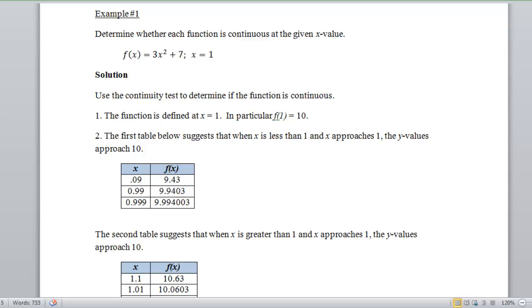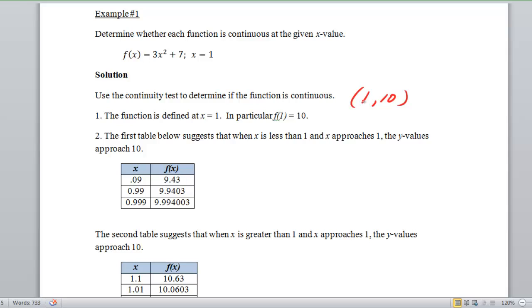Our first test is just to figure out, at 1, do we have an output value? Is it defined at that value? In this case, the function is defined at x equals 1, the output value is 10, and so we have the actual point on the graph, (1, 10). So we know that it is defined at x equals 1. That means we've passed the first test for continuity at that value.